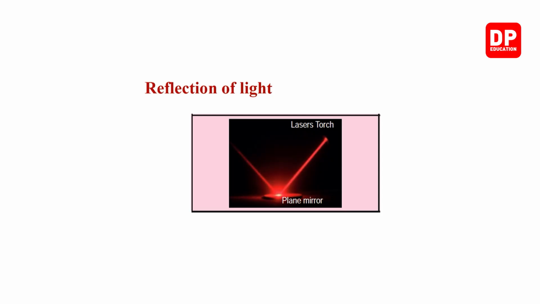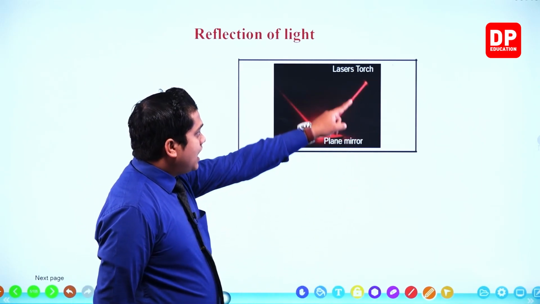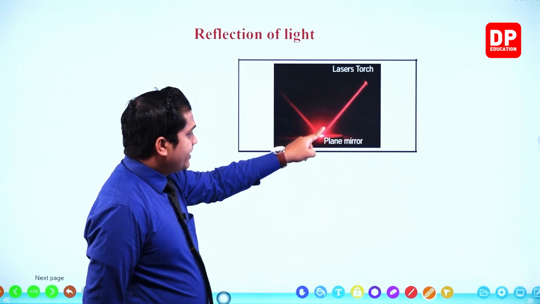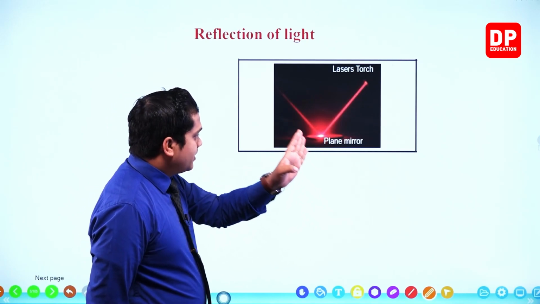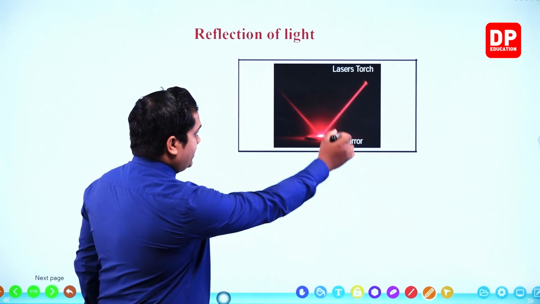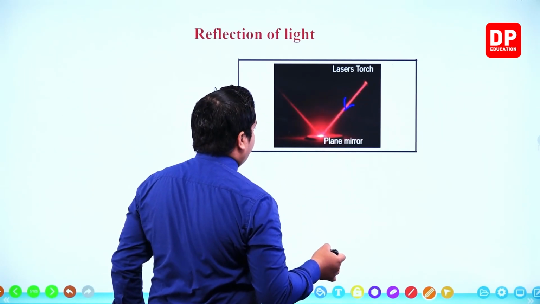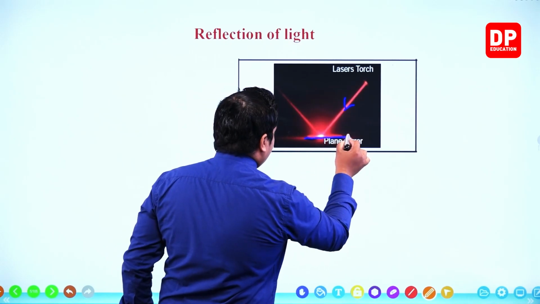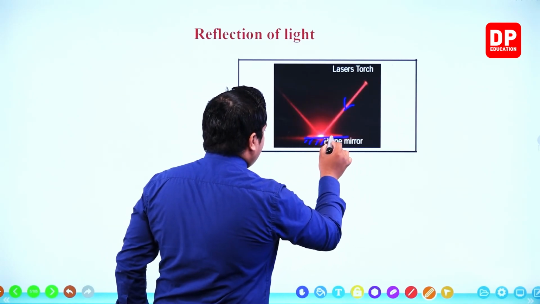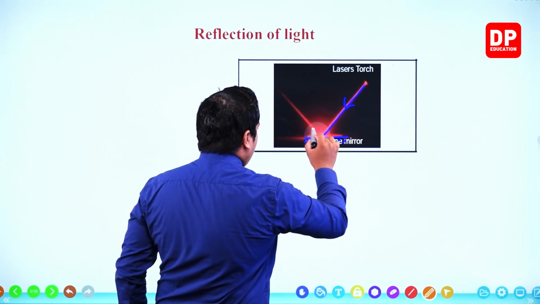The next one, there is a laser torch over here and we are directing that laser torch towards a plane mirror. So here the light ray which is directed towards the plane mirror is going to change direction and travel. Can you see over here? This is the direction in which the light ray is going to come. This is the plane mirror. Now upon hitting the plane mirror, the light ray is going to travel like this.